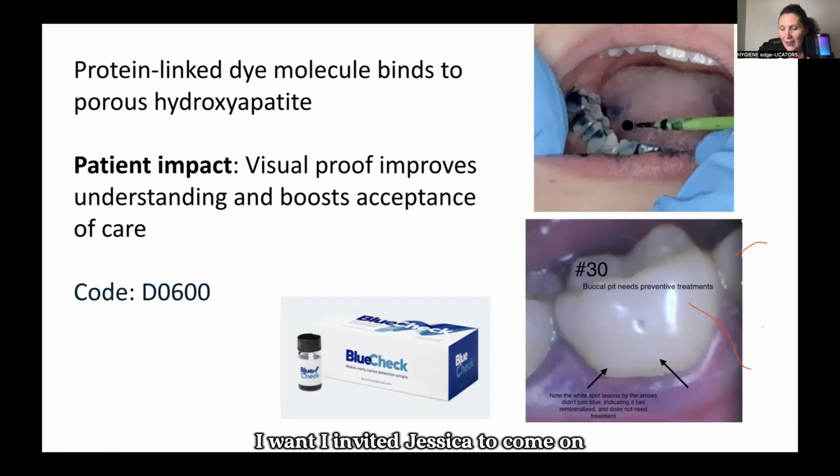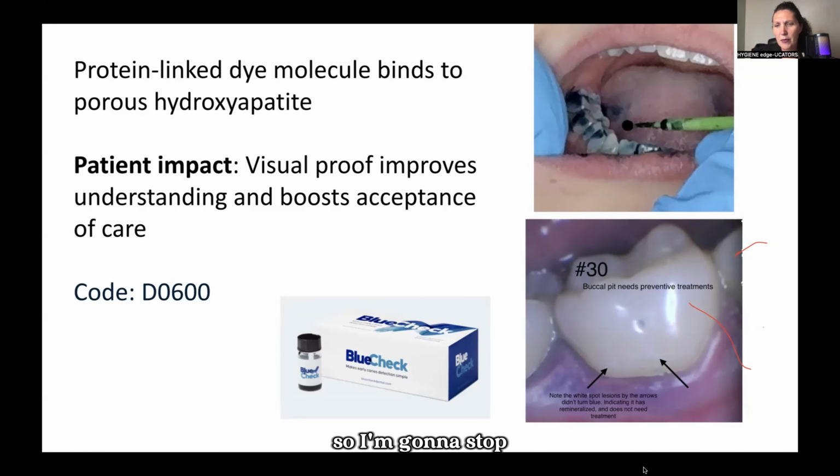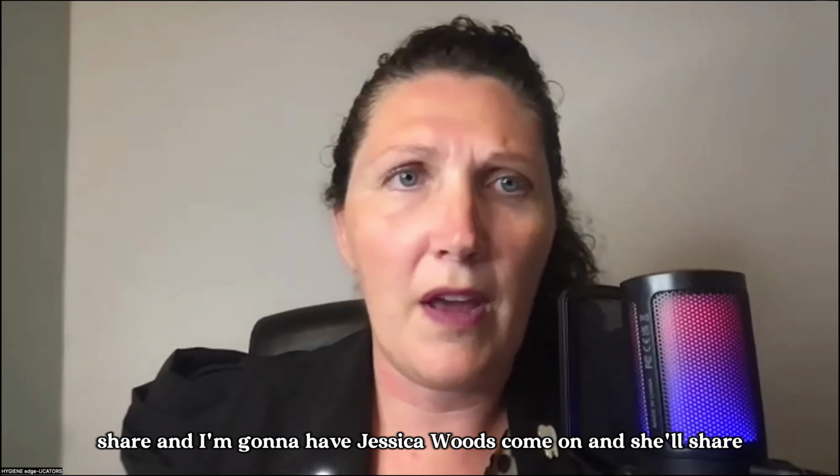And so I had invited Jessica to come on because she guest spoke for me on it, and she did it again for me recently. And then we tried it out on each other and on the students, and we found several incipient lesions on them, which was really fascinating for them to experience. But if we can find this earlier, it really makes all the difference. So I'm going to stop share and I'm going to have Jessica Woods come on and she'll share.